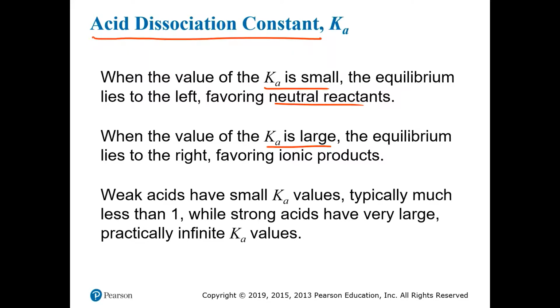Weak acids, therefore, have small Ka values, typically much, much less than 1, as we saw for formic acid on the previous slide. Strong acids have large values, and in fact, if you look up Ka values for acids, most tables that include strong acids will just say something like large or infinity next to the strong acids.